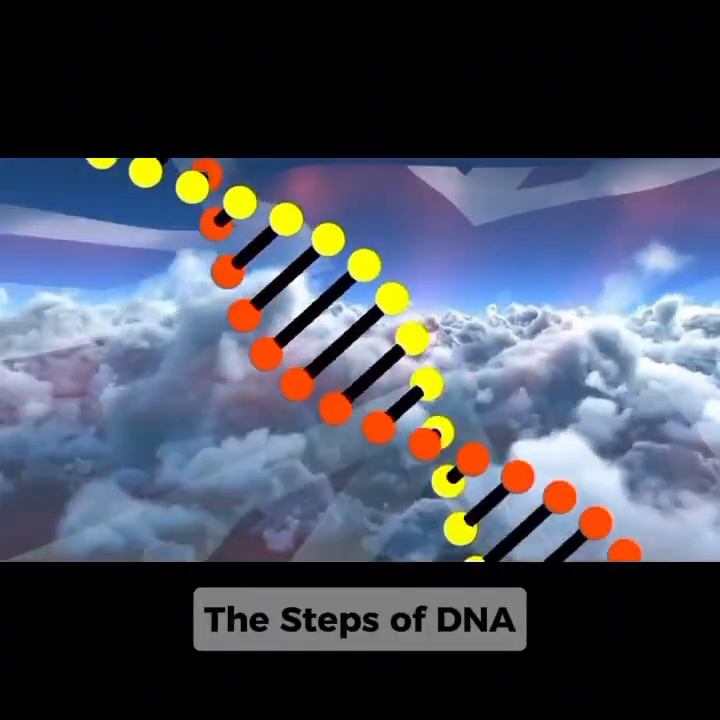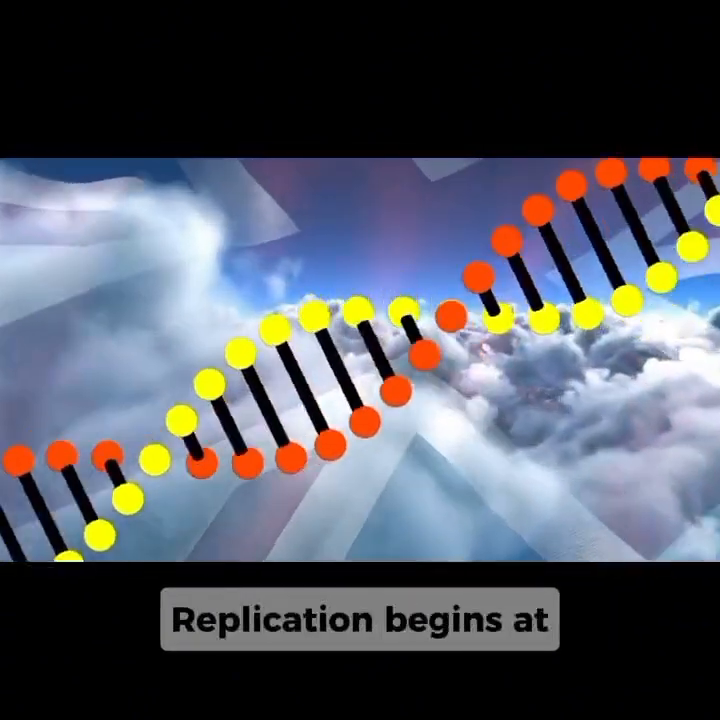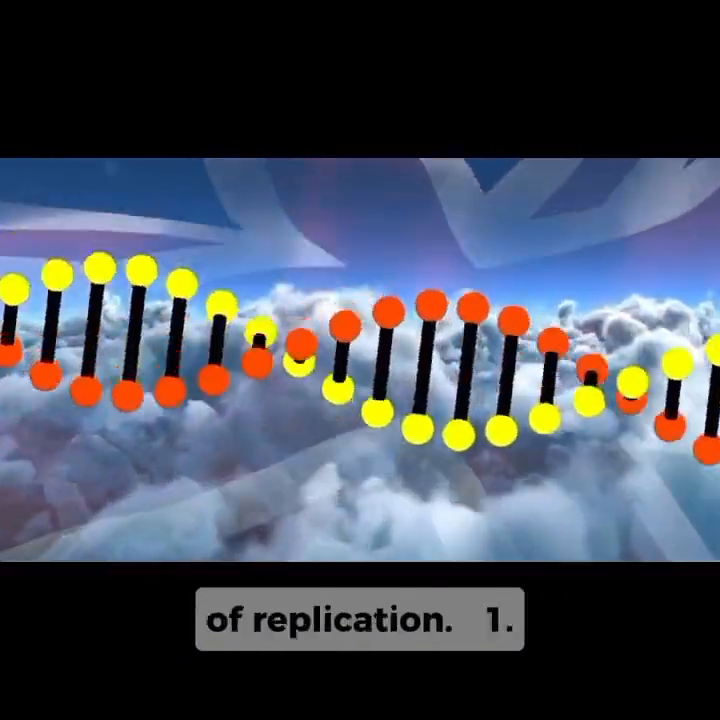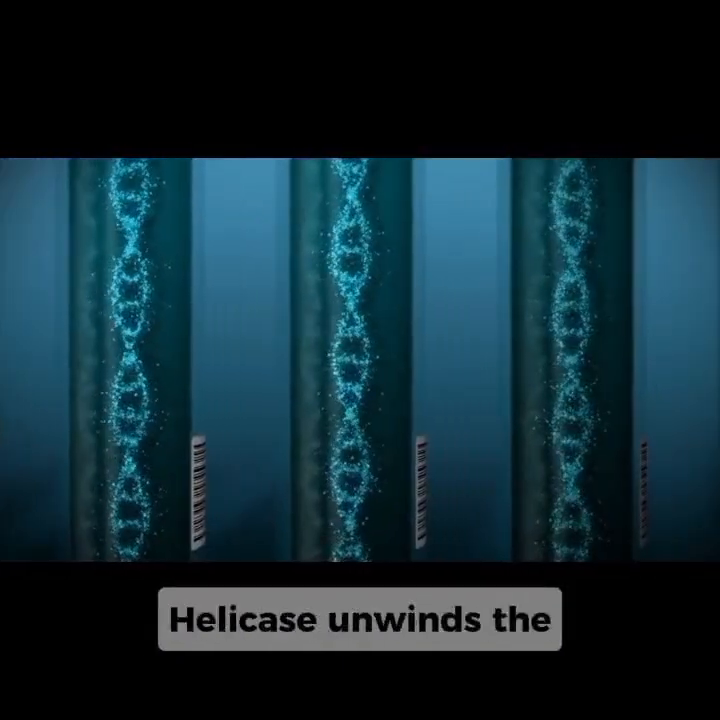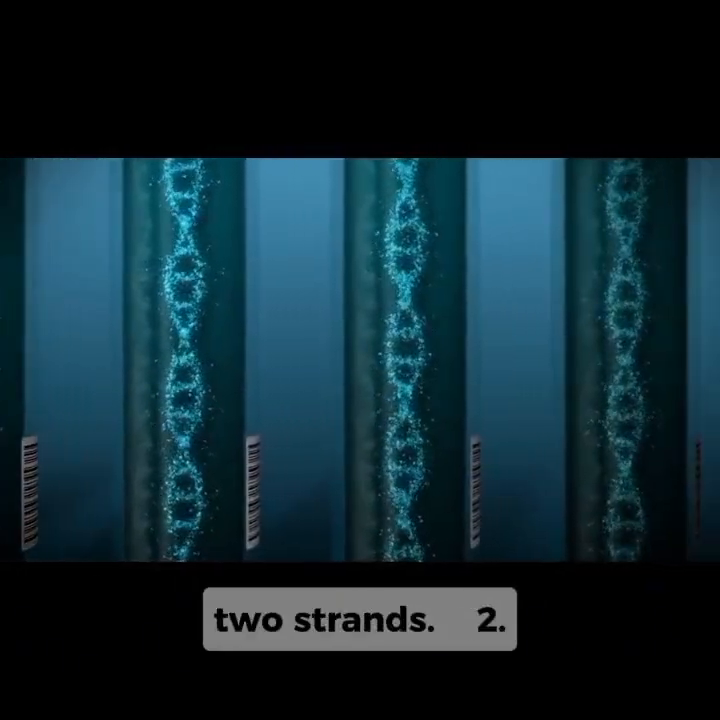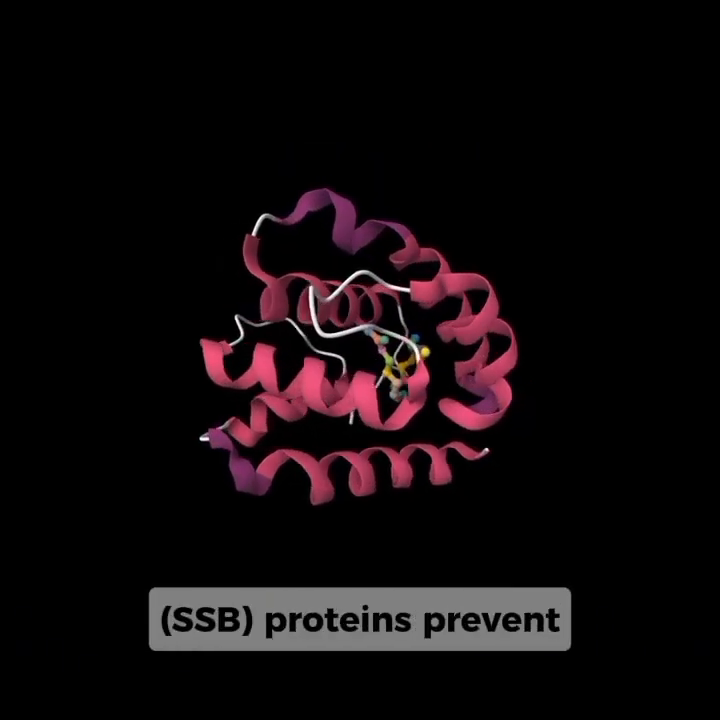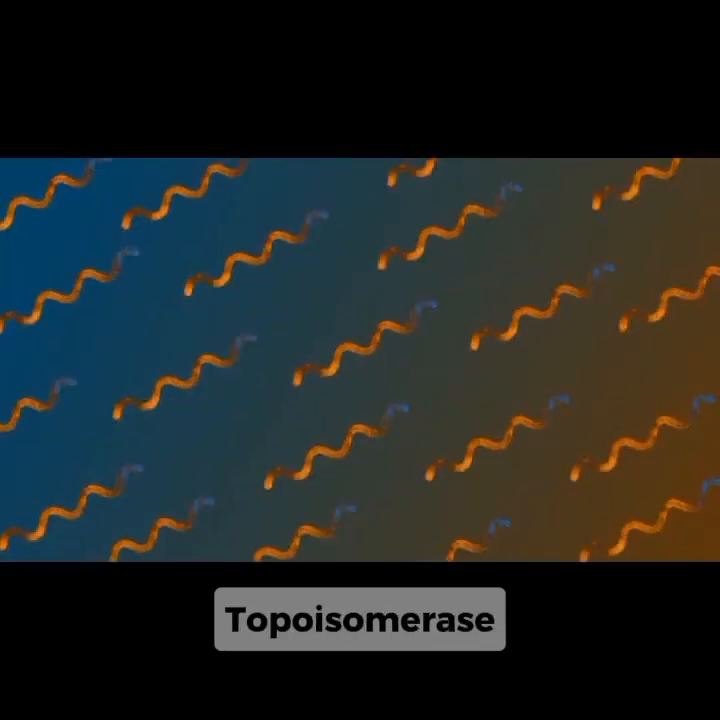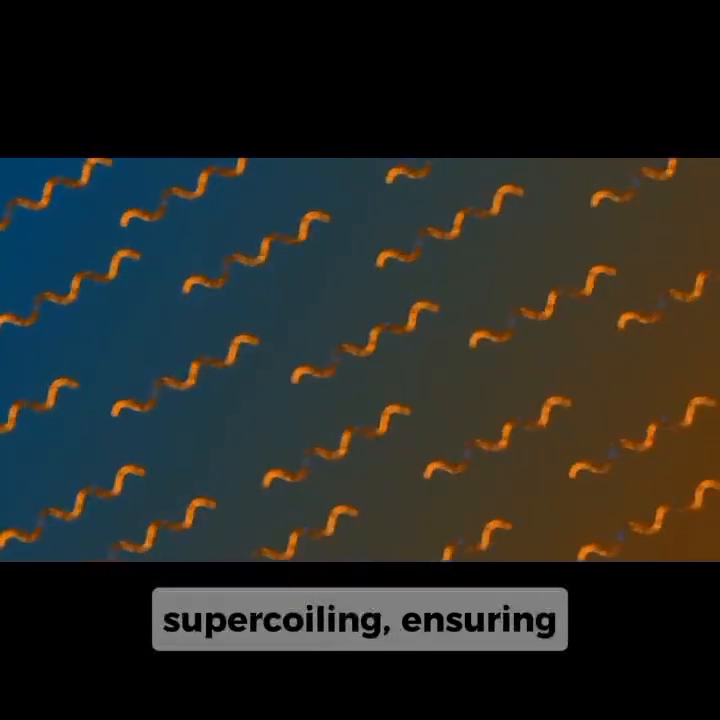The steps of DNA replication. Replication begins at a specific sequence, known as the origin of replication. 1. Helicase unwinds the DNA, separating the two strands into single strands. 2. Binding SSB proteins prevent the strands from reattaching. 3. Topoisomerase alleviates supercoiling, ensuring smooth strand separation.